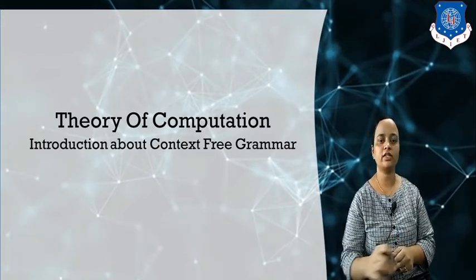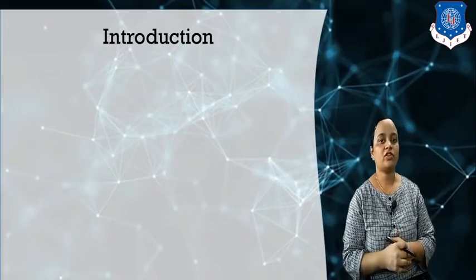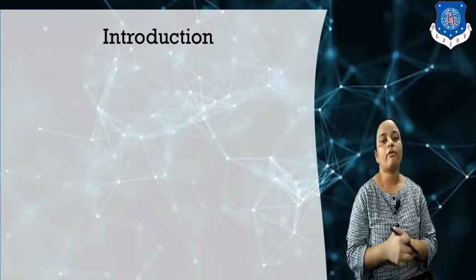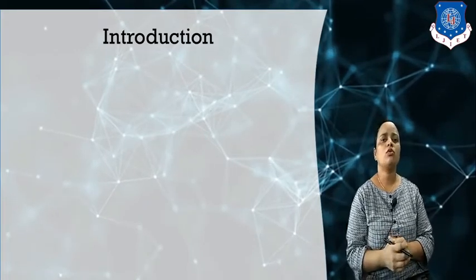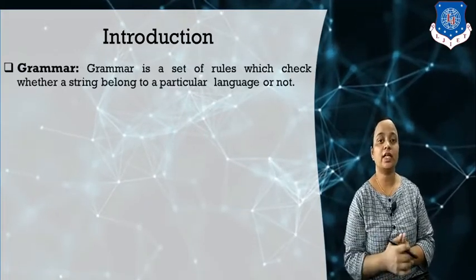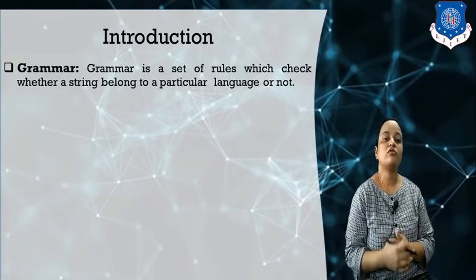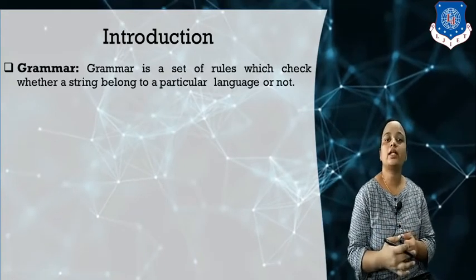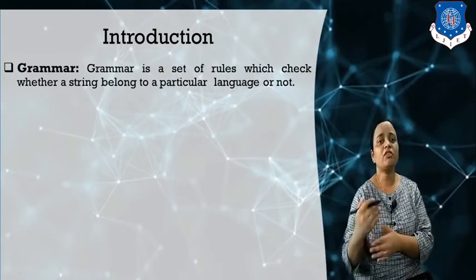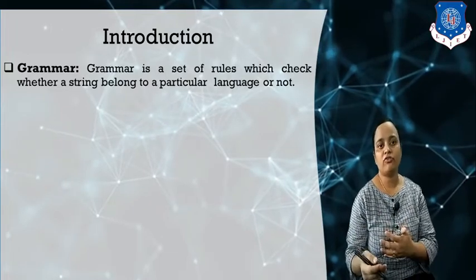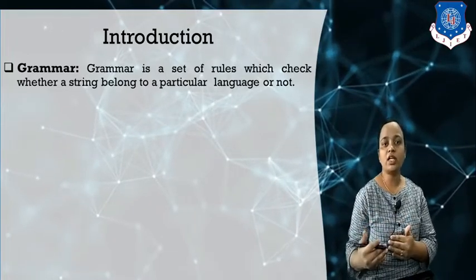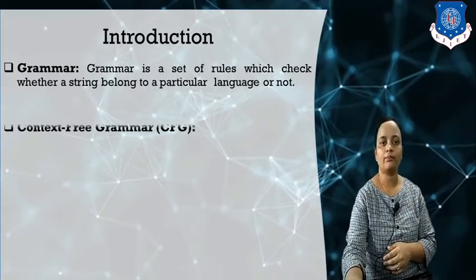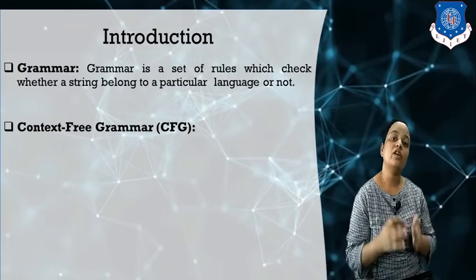Let's start to understand this topic by using the introduction, definition, and an example. Before going into detail, we need to know what grammar is. Grammar is a set of rules used to decide whether a string belongs to a particular language or not. By using the grammar, we can say whether this string belongs to a particular language.